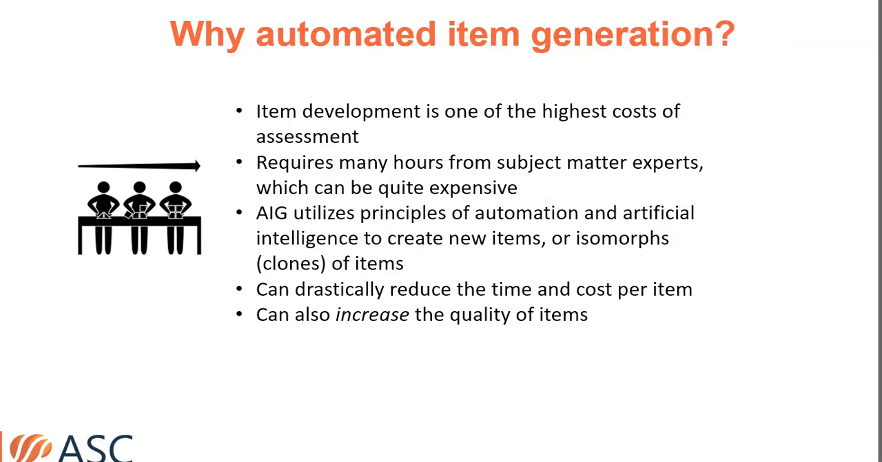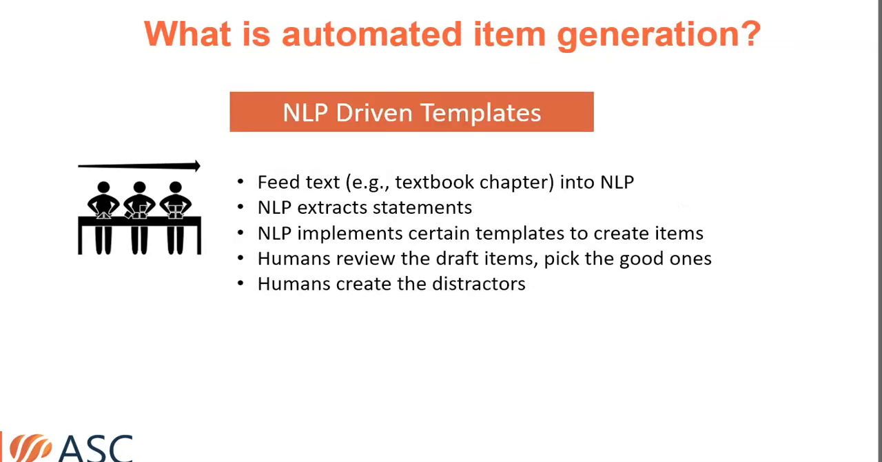Of course, that can be quite expensive whether you're working with large item banks or with smaller item banks. And what AIG does is it takes principles of automation and artificial intelligence to either create new items or to create isomorphs or clones of items. And of course, this is going to drastically reduce the time and the cost per item, but there's also the benefit that it can increase the quality of the items themselves.